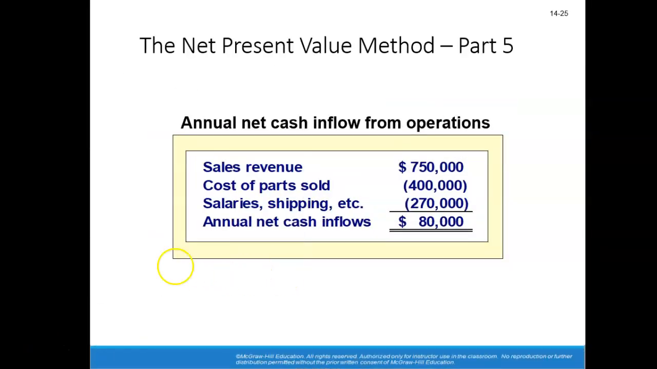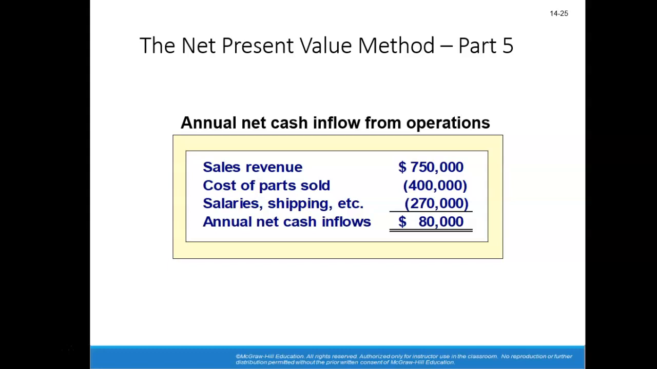First, we look at our annual cash inflows and our annual cash outflows to determine the annual net cash inflows. So we look at the sales revenue, cost of parts sold, salaries, shipping and other operating expenses. We're saying from this project, after expenses, it would give us net cash inflows of $80,000. So in essence, like on the income statement, our net income would be $80,000 per year over a 5-year period.